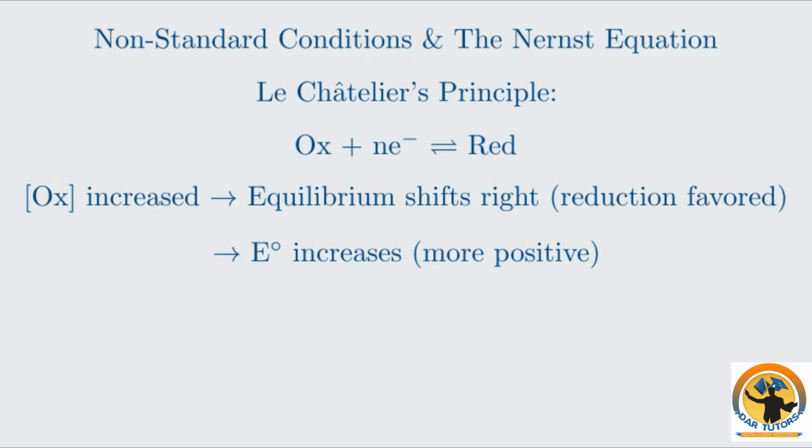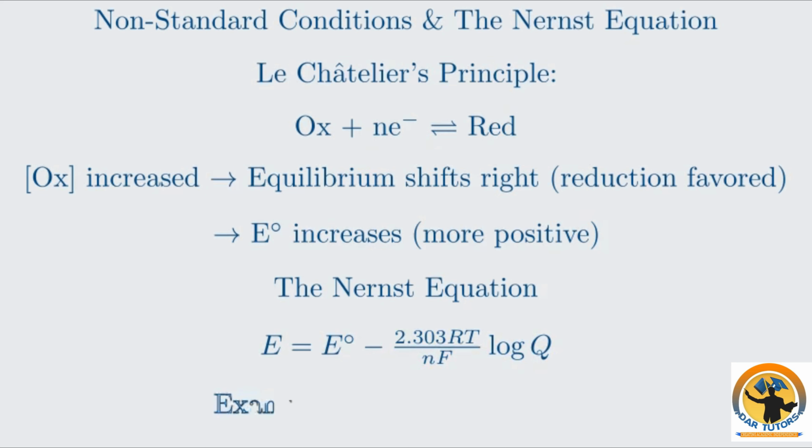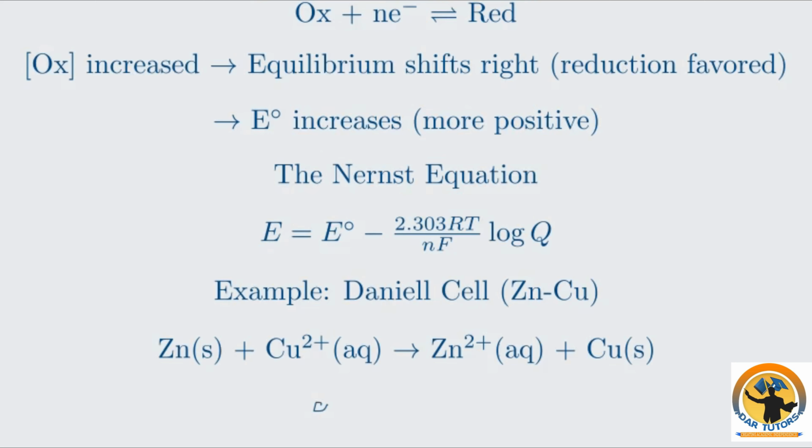This qualitative prediction is refined by a quantitative tool. The Nernst equation allows chemists to calculate the cell potentials of non-standard cells. It describes the precise relationship between cell potential, E, standard cell potential, E naught, and the concentrations of the species involved, which are grouped into the reaction quotient, Q. Let's apply this to our Daniell cell. We know the Daniell cell has a standard potential of plus 1.10 V. The overall ionic equation is zinc plus copper-2 ions to produce zinc-2 ions plus copper.